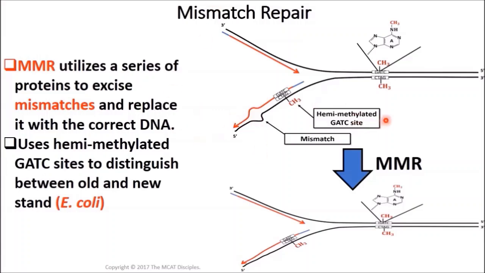Now, this is actually the E. coli. This is the only time I put an E. coli figure here. The way in which E. coli distinguishes between the old strand and the new strand is hemimethylated GATC sites. When it sees the hemimethylated GATC site, it knows that the strand that is not methylated at the adenine residue within the GATC site, which is just called GATC because of the sequence, is the new strand, and it knows to cut out that strand. So what I mean by methylated is that the adenine residue is methylated right at this position.